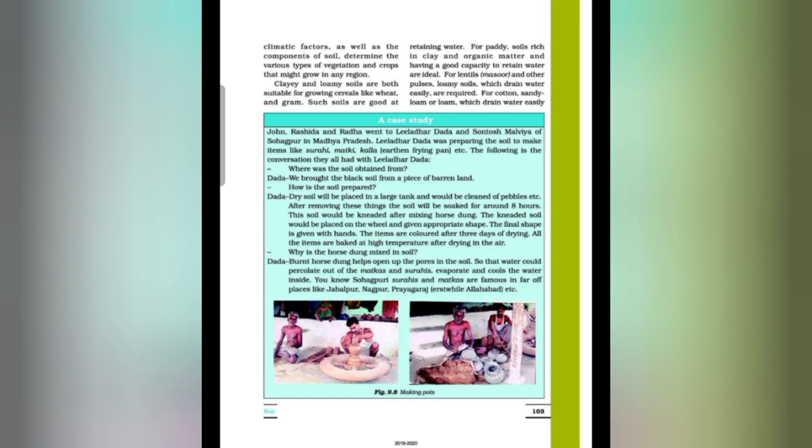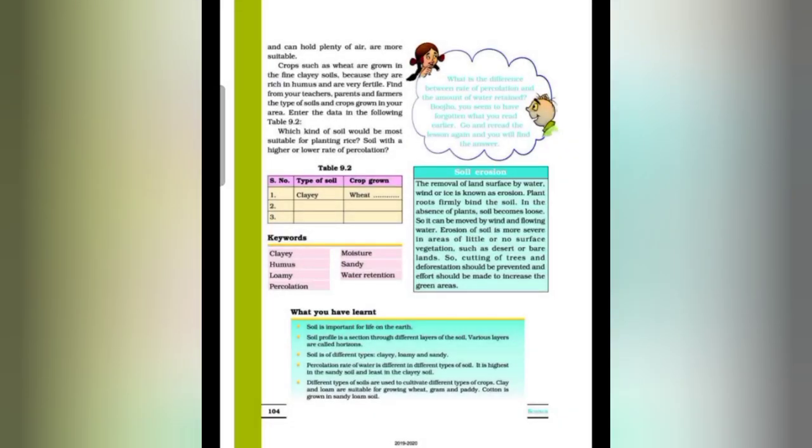For lentils like masoor and other pulses, loamy soils which drain water easily are required. For cotton, sandy loam or loam which drain water easily and can hold plenty of air are more suitable. Crops such as wheat are grown in the fine clay soils because they are rich in humus and are very fertile.